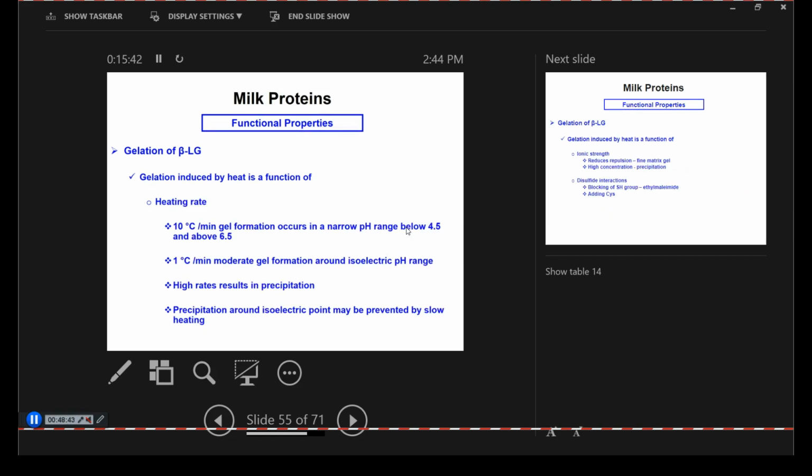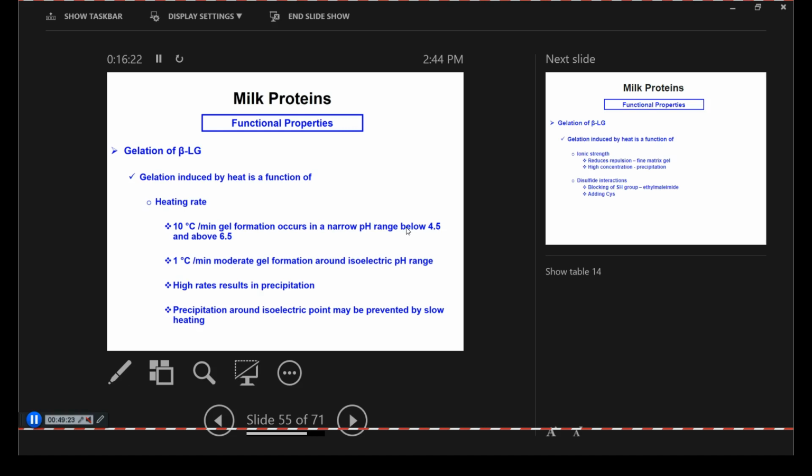Gelation is also a function of heating rate. So if the heating rate is really high, like 10 degrees per minute, that's really a high heating rate, the formation of the gel occurs in a really narrow pH range, below 4.5 and above 6.5. Whereas if the rate of heating is moderate or slow, 1 degree per minute, you can form a gel close to the isoelectric point.